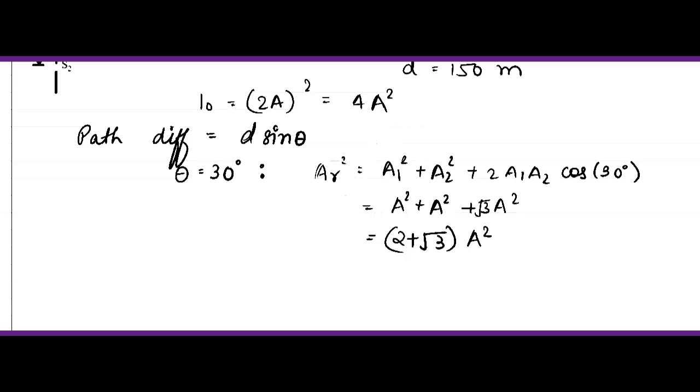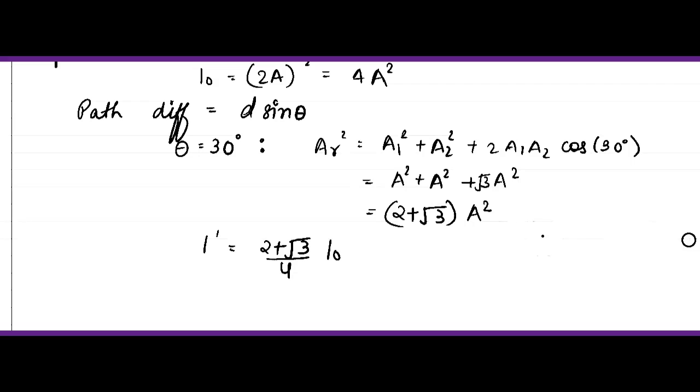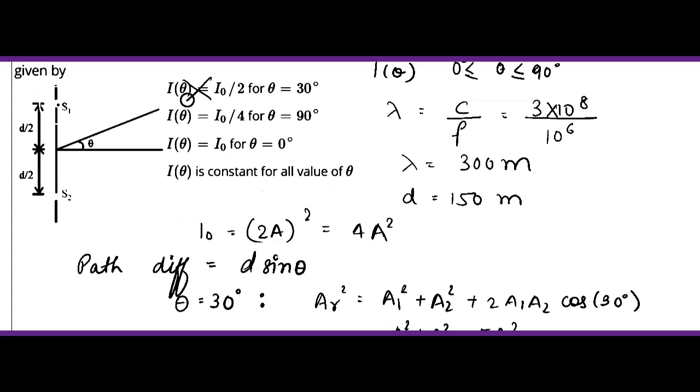The final amplitude square gives the intensity. Since I naught is 4a square, I dash would be equal to (2 plus root 3) by 4 times I naught. So this is not equal to I naught by 2. No, this is not equal to I naught by 2. So this is wrong.